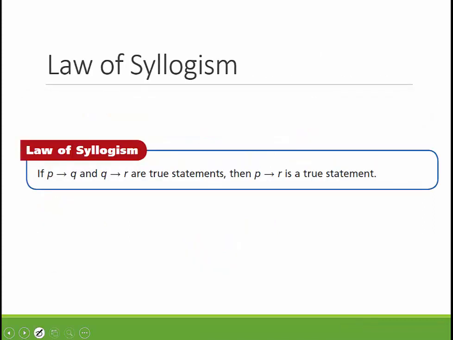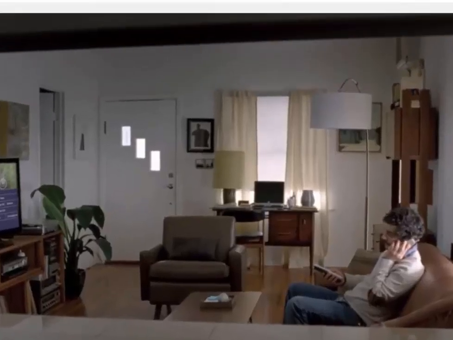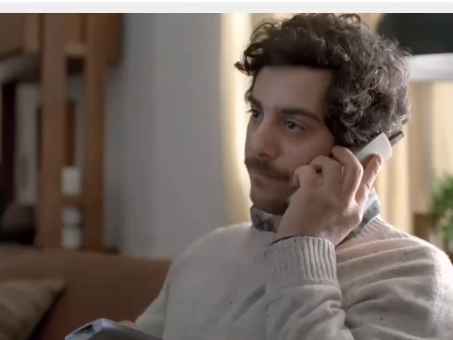So the other law is the law of syllogism. And the law of syllogism says that if P, then Q, and if Q, then R are true statements, then if P, then R is a true statement. So you guys are all familiar with this, even though this sounds more difficult than it really is, because you've seen these commercials before. When your cable company keeps you on hold, you get angry.